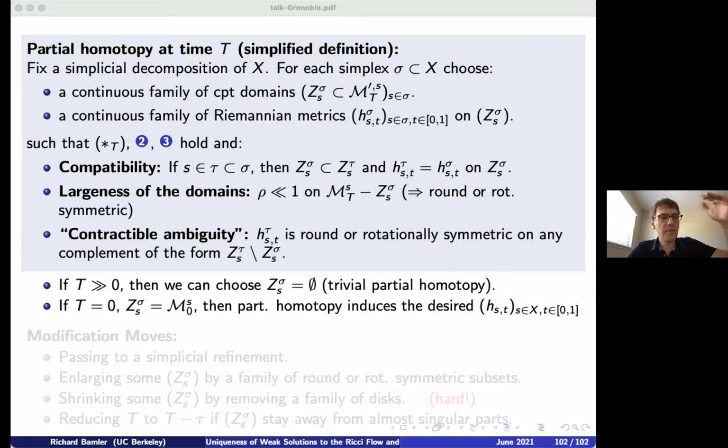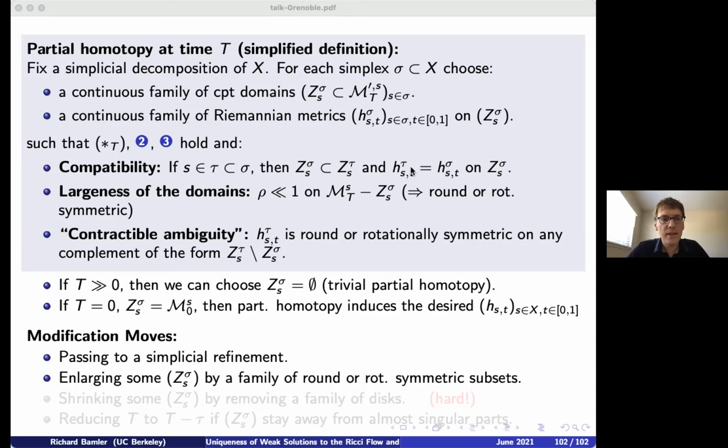And so now we need to argue how we can move from time T to time 0. It turns out that this definition is flexible enough to allow these modification moves. So what kind of moves can we carry out? First of all, we can always pass to a simplicial refinement and then find the corresponding objects C and H.